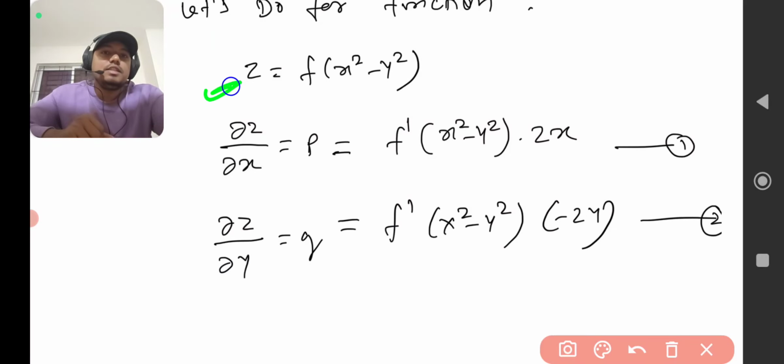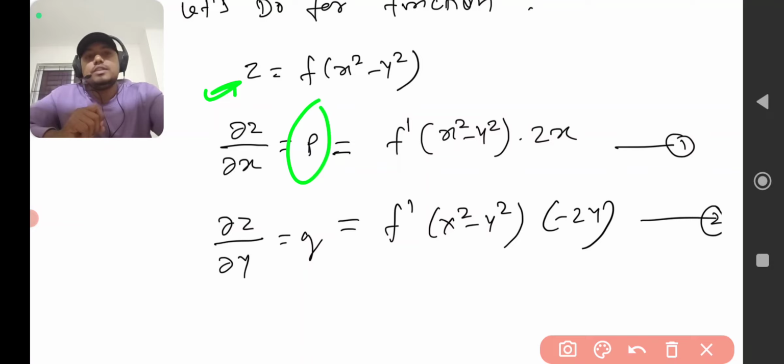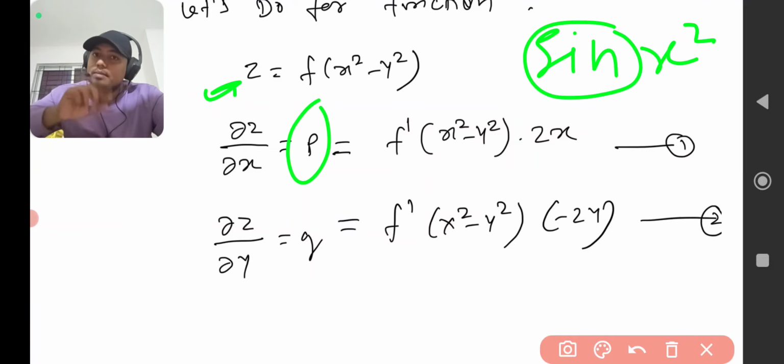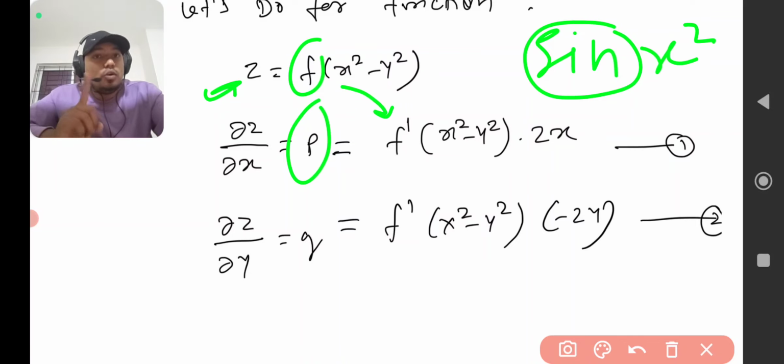First you differentiate this z with respect to x, dou z by dou x, that is nothing but p. You may be thinking, sir, how are you differentiating? Suppose I have to differentiate sin x square. Then first you differentiate sine as a function, it will become cos x square, and then you will differentiate x square also. Same thing I'm doing here. f will become f dash, then I also have to differentiate x square, so it will become 2x. Correct?